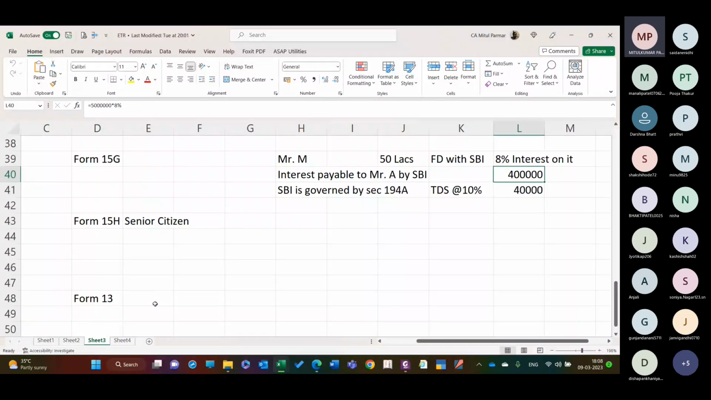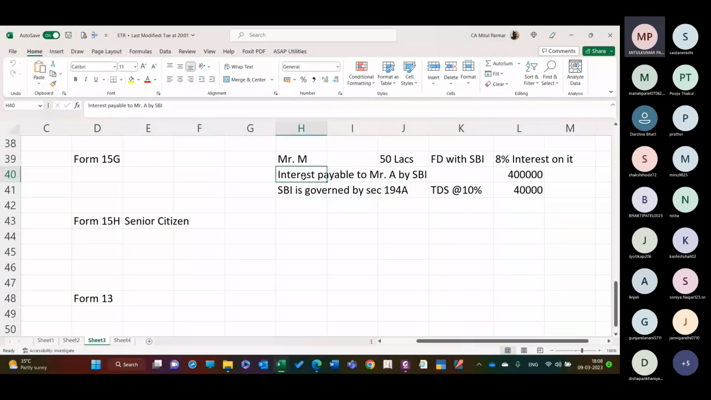M is a non-senior citizen, he can submit form number 15G, or if he is a senior citizen, he can submit form number 15H. Based on that certificate, the deductor, or the person who is making the payment, will not deduct the TDS. In the last lecture, I told you that it is about the interest, but it could be anything.